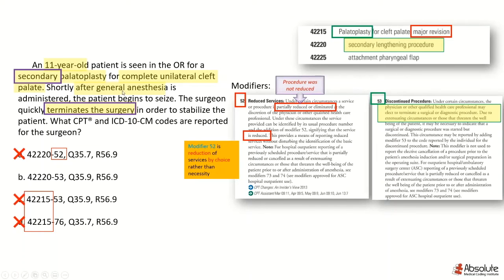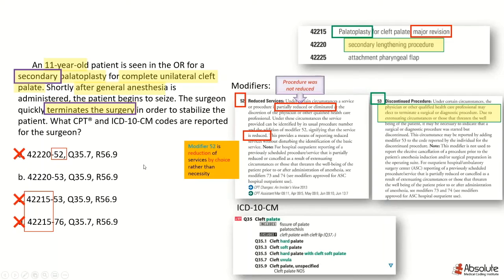This patient seizing. All right. That would threaten the patient's well-being. That's why that 53 is our code of choice. And we already know, like I said, the ICD-10-CM, I just always put those in there for completeness' sake, okay? Because these are the ones that are going to drive you, all right?